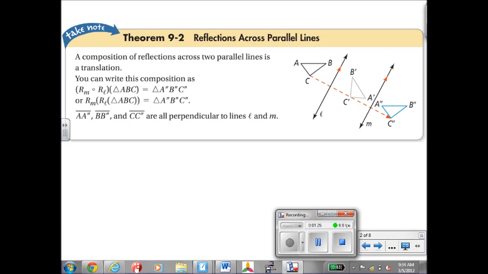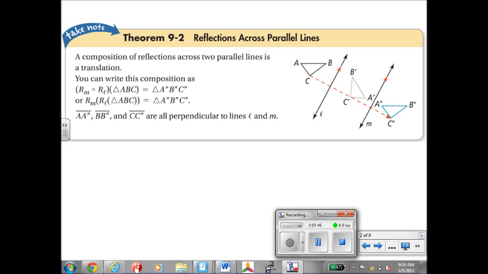All right. Reflections across parallel lines. This is kind of a neat little deal because if you look at it, you can see that it almost takes back the same exact shape when it reflects multiple times, which should be obvious to you. It talks about a composition of reflections across two parallel lines is a translation because the shape really just moved.